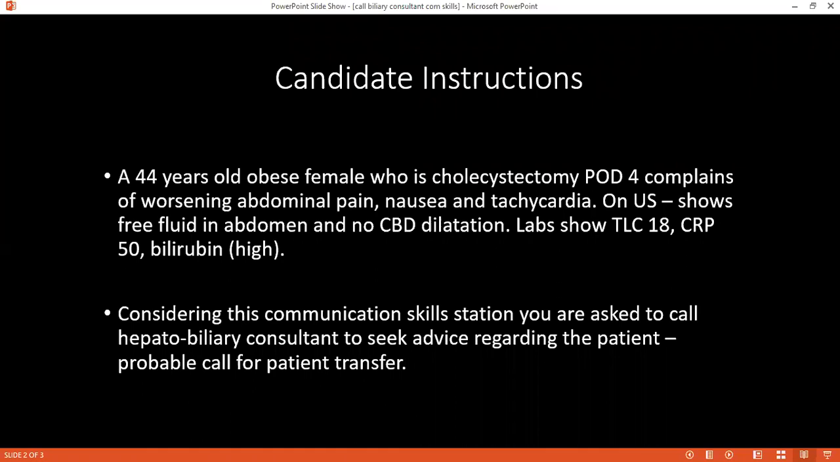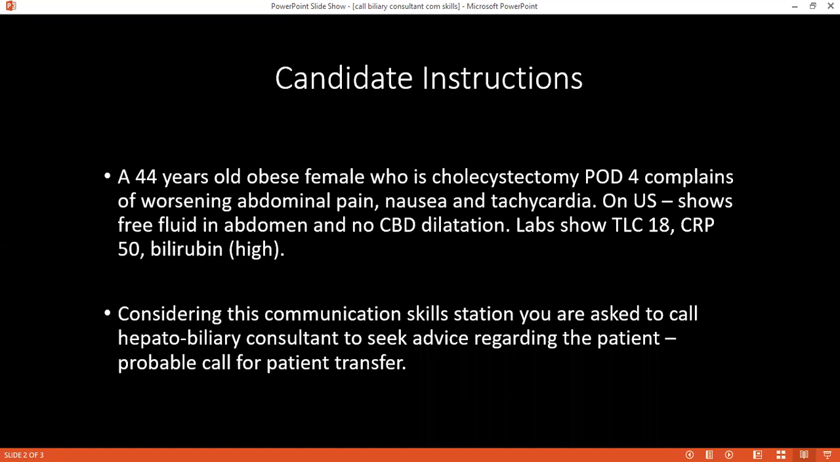Hello, I'm Dr. Judge, one of the surgical residents in Royal College Hospital. Please, I'm calling for advice on a patient that had a cholecystectomy 4 days ago. I would like to speak with the consultant, the hepatobiliary consultant. May I confirm who I'm speaking with, please? Okay, yes, you're speaking with Dr. Mann, the hepatobiliary consultant in Queen's Hospital, London. Thank you, Dr. Mann.